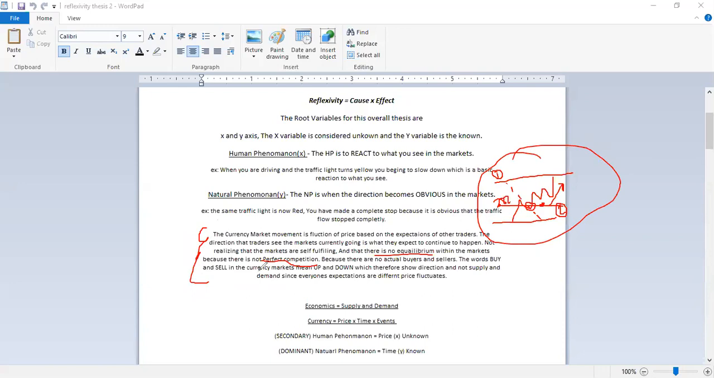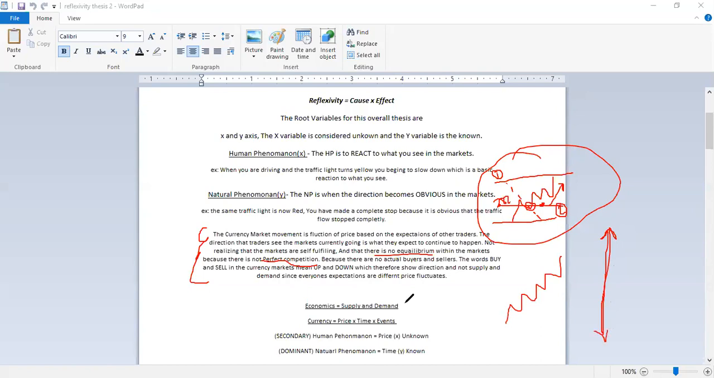The words buy and sell in the currency markets mean up and down, which therefore show us direction and not supply and demand. Since everyone's expectations are different, price fluctuates, which is the reason why the markets look like that. Because if price didn't fluctuate, we can have one straight line that went up, and that same straight line can come straight back down.